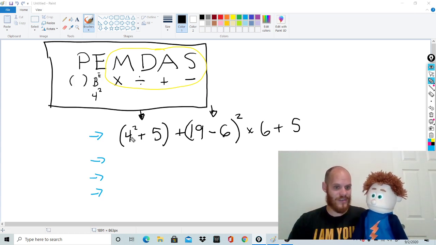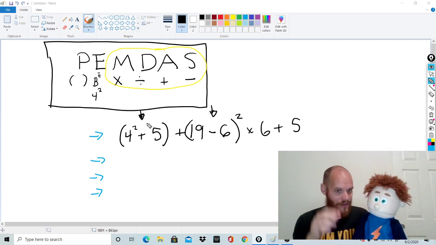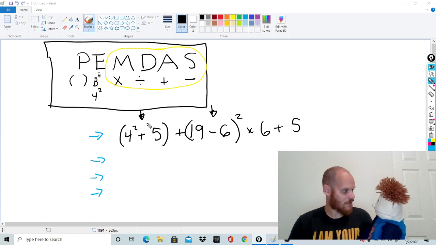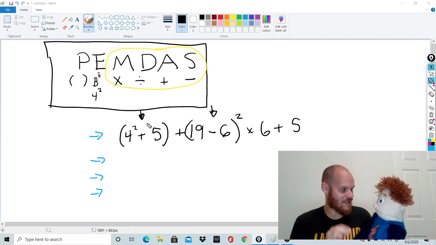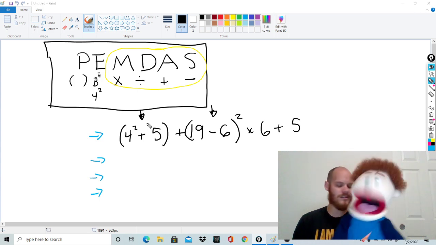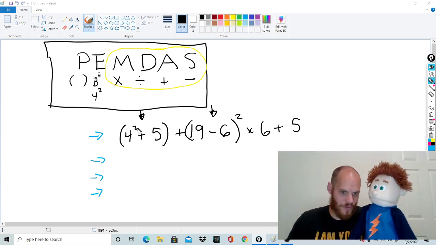All right, so now that we're inside the parentheses, we still need to follow PEMDAS. Are there any parentheses within parentheses? Does it have parentheses and on the inside have more parentheses? Oh, I get it. No, it doesn't. So what would be next? Exponents? Exactly. I have a 4 squared right here.